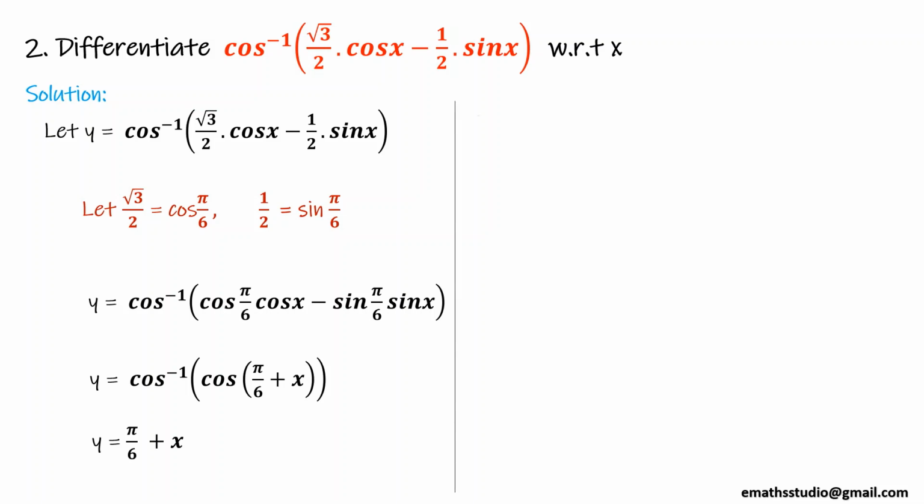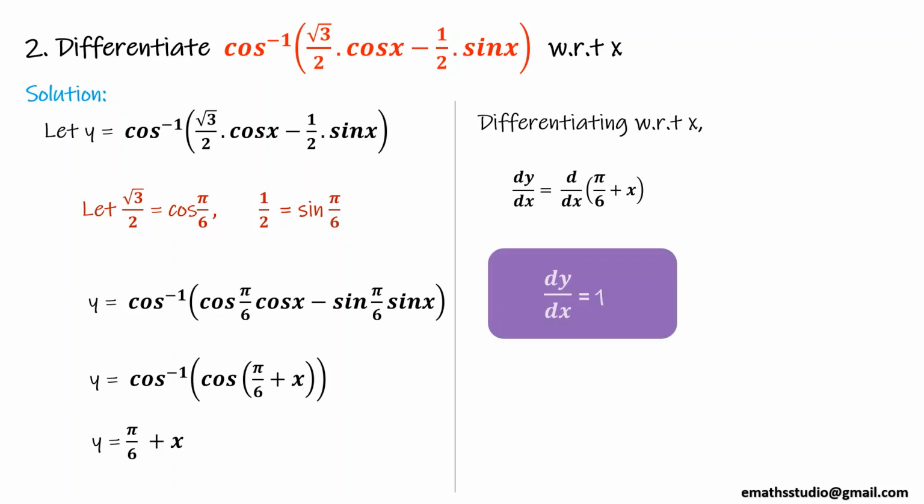So in the next step, I can differentiate this with respect to x. So dy by dx is d by dx of pi by 6 plus x. The derivative of pi by 6 is 0 and the derivative of x is 1. So dy by dx is 1.